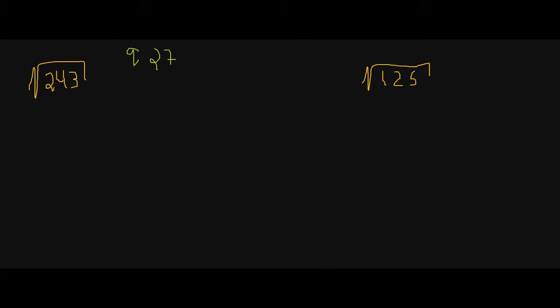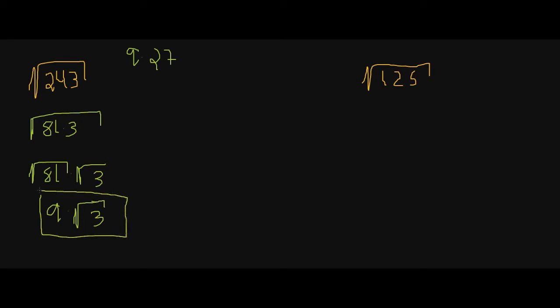So if we go to rewrite this, we're going to get the square root of 81 times 3. Now all we do is just break it up. The square root of 81 times the square root of 3. And the square root of 81 is 9 times the square root of 3. And that's my final answer, right?